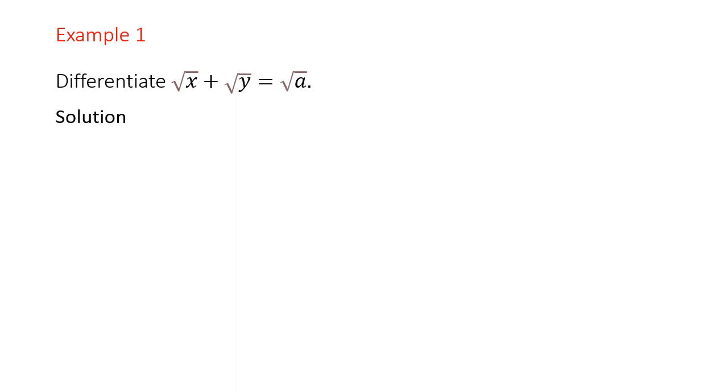Example: differentiate square root of x plus square root of y equals a. So you have dy over dx. We can write this as x to the power 1/2 plus y to the power 1/2 equals a to the power 1/2.